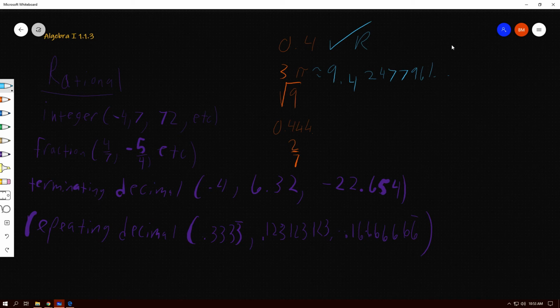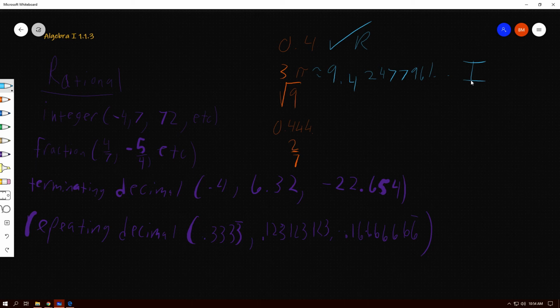Is that number an integer? No, it is not an integer. Is it a fraction? It's not a fraction. Is it a terminating decimal? No, it doesn't end. Is it a repeating decimal? No, there is no pattern. So I went through all 4 of my options for a rational number. None of them apply to 3 pi. That tells me that this number, 3 pi, is an irrational number.